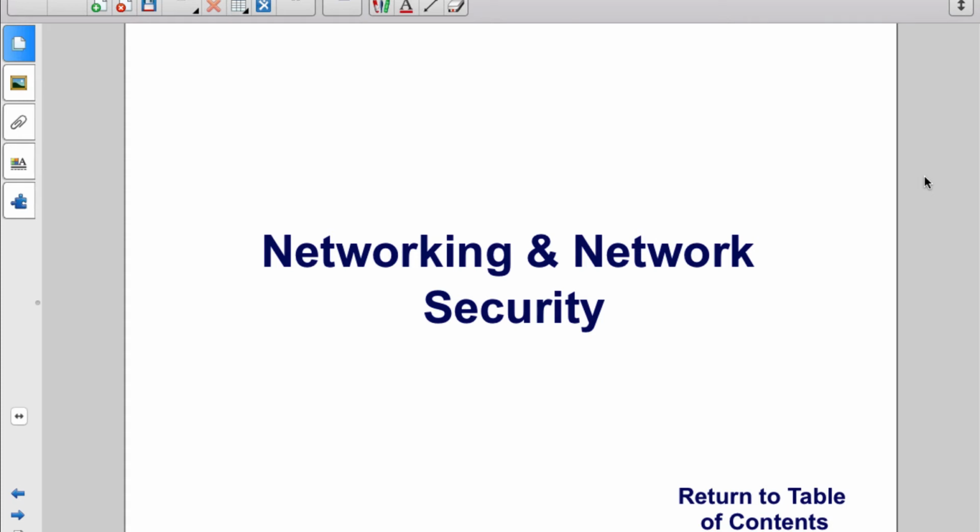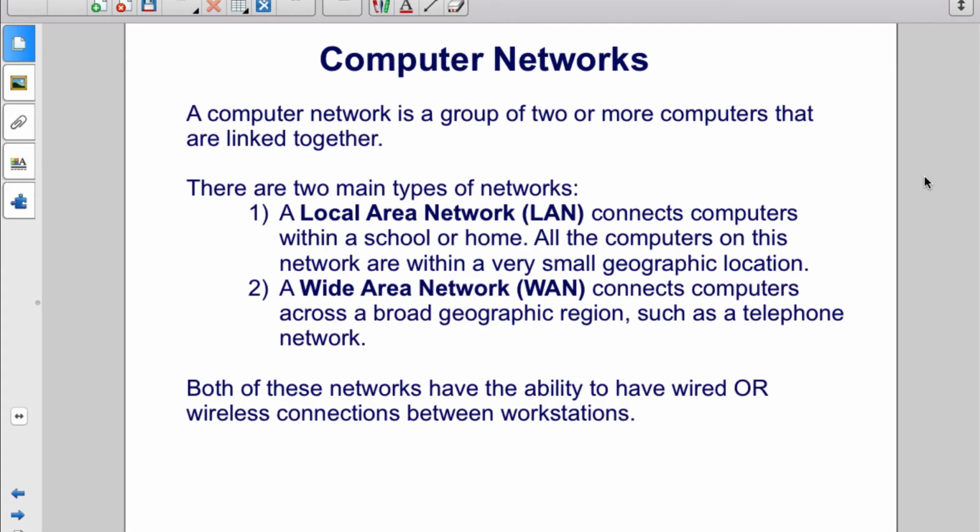Networking and network security. A computer network is a group of two or more computers that are linked together. There are two main types of networks. A local area network connects computers within a school or home. All the computers on this network are within a very small geographic location.